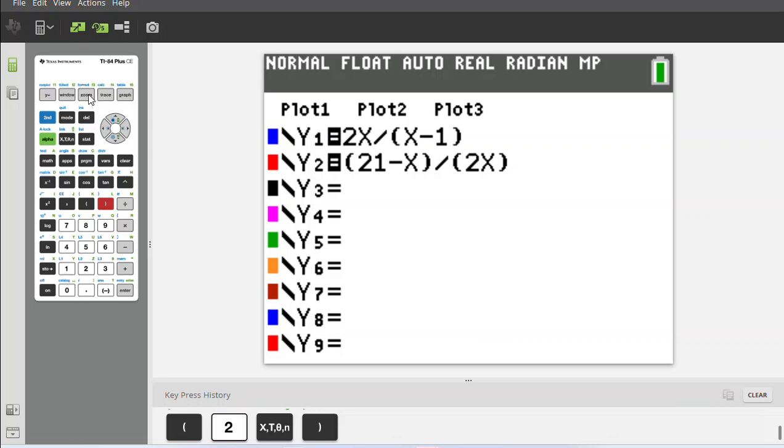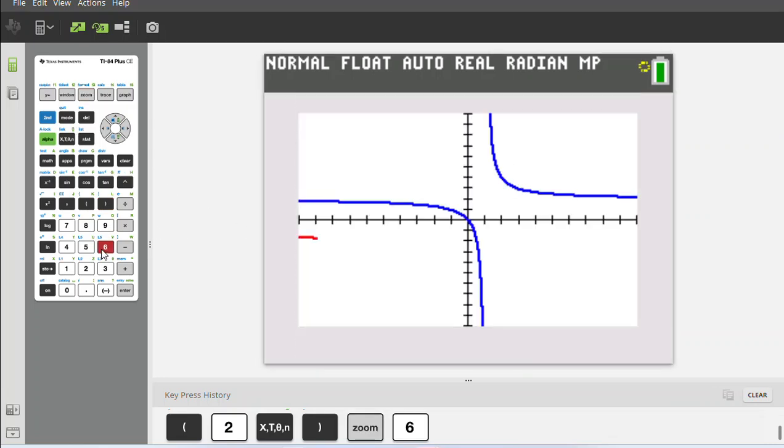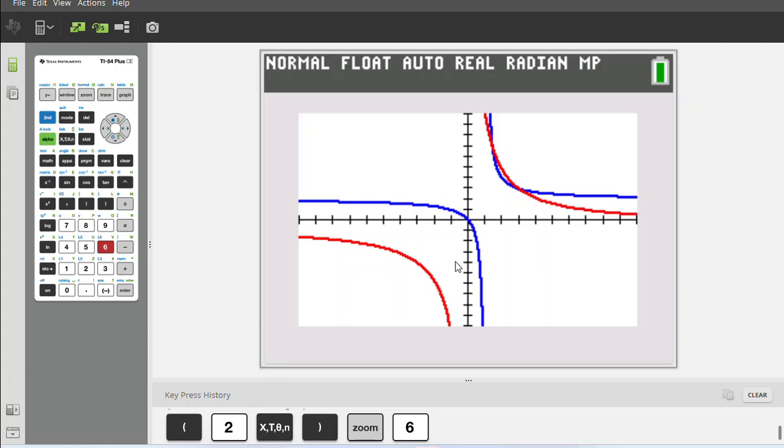All right, I'm going to try zoom standard because these graphs might be messed up from a previous graph. I'm going to go zoom, and then I'm going to choose standard 6. Okay. So it looks like I see a point of intersection over here, actually, and I see another point of intersection right here. And so it looks like there's two values for k.